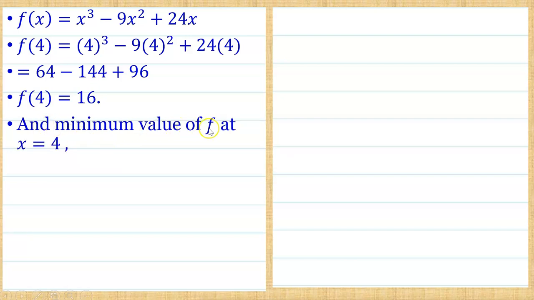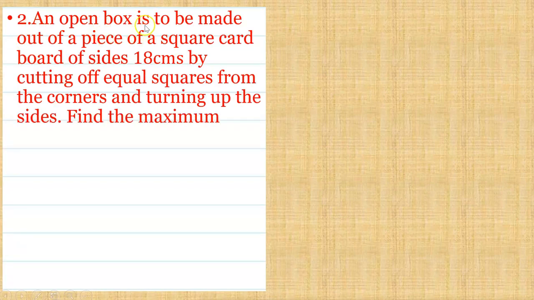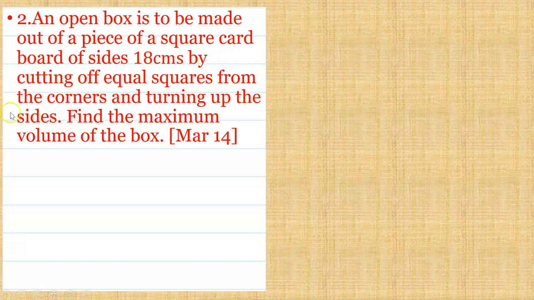And the minimum value of f at x is 4: f of 4 is 16. Okay, now the next problem, number 2. An open box is to be made out of a piece of square cardboard of sides 18 cm by cutting off equal squares from the corners and turning up the sides. Find the maximum volume of the box. This example was asked in March 14.